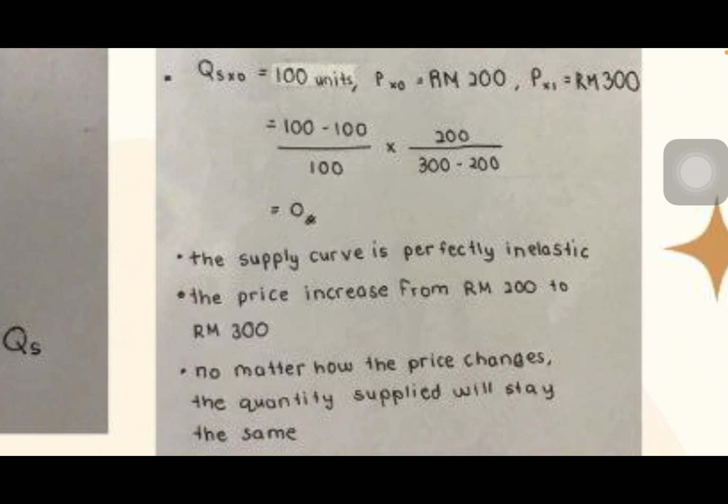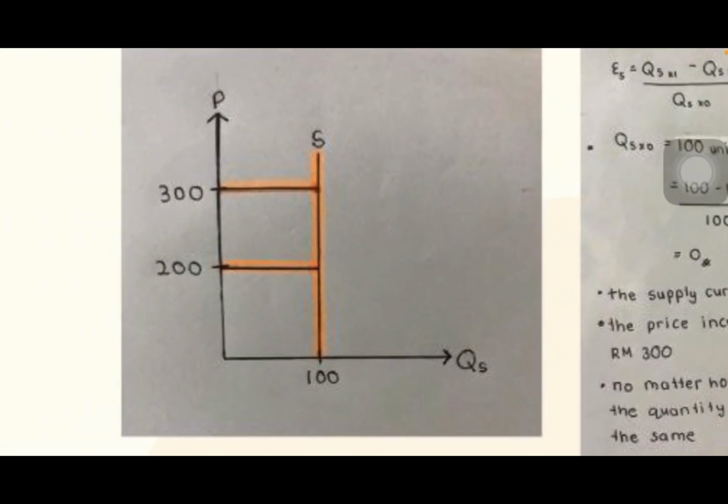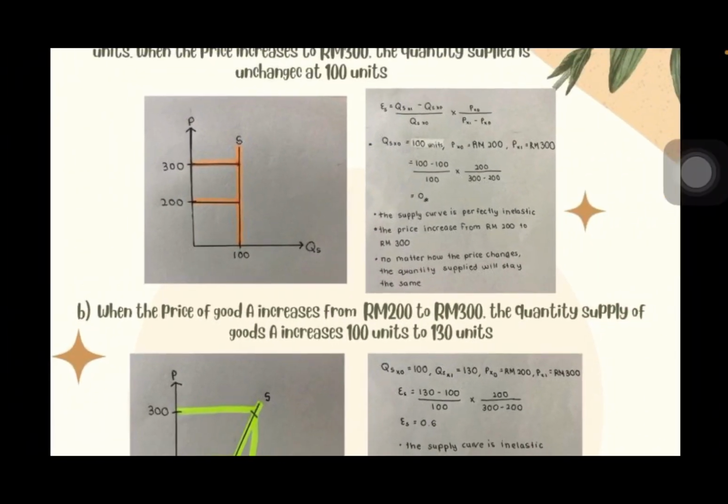The supply curve is perfectly inelastic because the elasticity equals 0. The price increases from RM200 to RM300. No matter how the price changes, the quantity supplied will stay the same. So here we will see the graph. The quantity supplied is 100. The price 200 increases to 300. Okay, we move on to the next question.